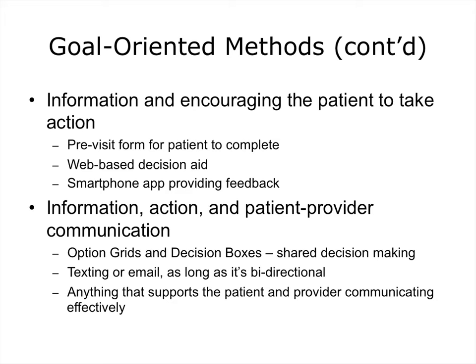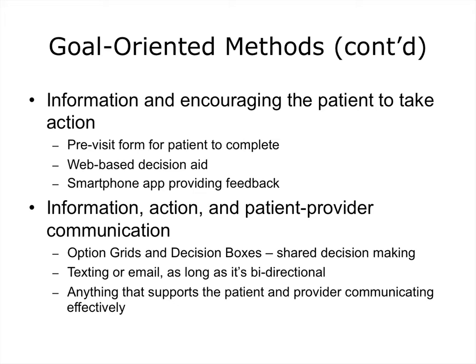Several of the options that provide this level of goal-oriented method for patient engagement include option grids and decision boxes, which are specific tools that providers can use to engage in shared decision-making with the patients. It could be texting or email, as long as it is bidirectional, so that the patient can communicate to the provider and the provider can communicate back to the patient. But it could be anything that supports effective patient and provider communication.